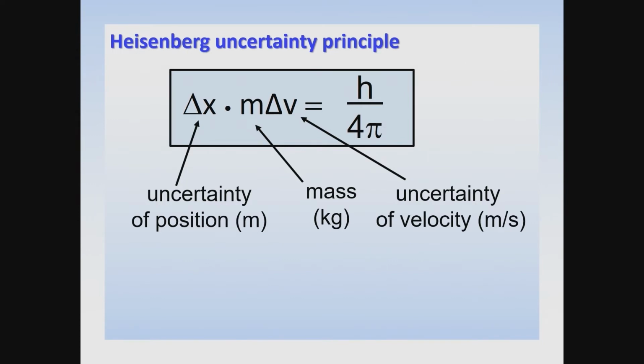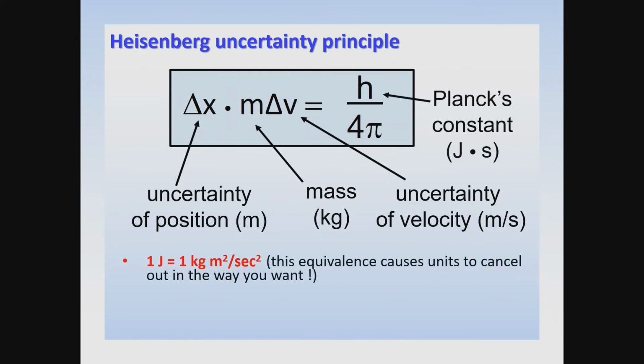And then it's going to be greater than or equal to that constant h divided by 4 pi. So that equal sign there in the equation should be a greater than or equal to sign. Okay. And so h is Planck's constant, which you already know about. One thing that is kind of helpful to remember is that you're going to be having joules probably in this equation. And so keep in mind that joules can be converted to kilograms, meters squared per second squared.